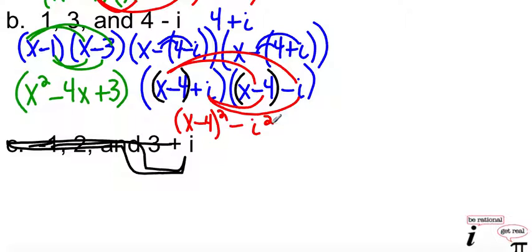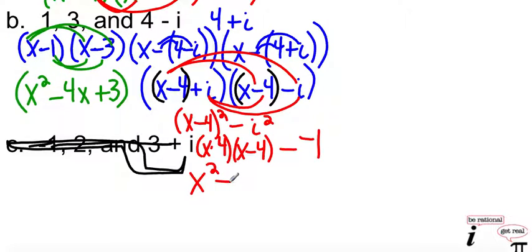All right, this is a FOIL problem, x minus 4 times x minus 4. So we actually have to do that. Minus i squared. Remember, i squared, that's just negative 1. We'll be back to that. So we're going to FOIL this out. We get x squared minus 4x minus 4x is minus 8x. Negative 4 times negative 4 is plus 16, plus another one is 17.